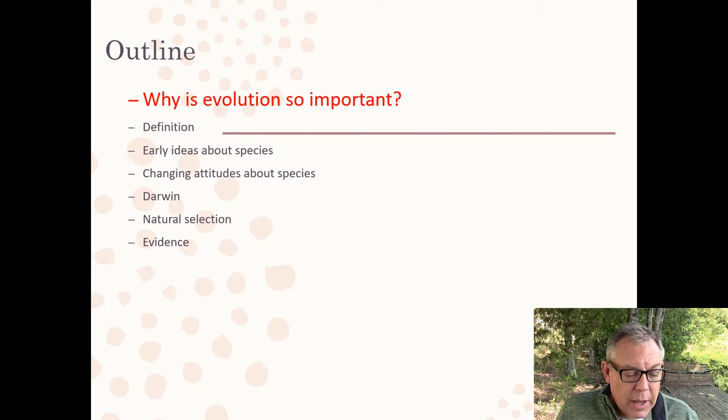Okay, so that just kind of gets the ball rolling here. Here are the different things that I want to talk about as we go along. This is sort of the order that your chapter brings them out. So we're going to start with these first bullets, and then in future lectures, we're going to talk about a lot of the evidence that supports this idea of evolution by natural selection.